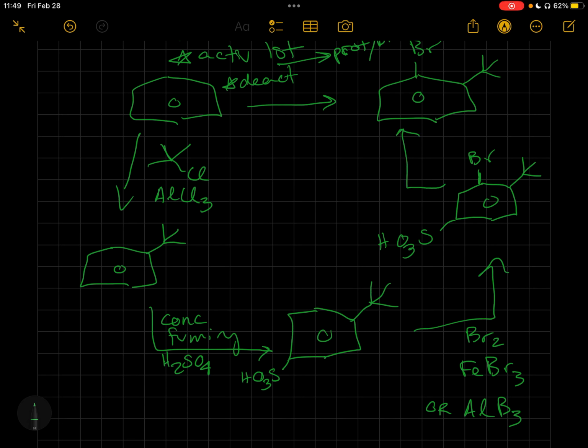And then the only thing that we need to do is take off that blocking group, as Klein's calling the SO3H. And so we do that by using dilute sulfuric acid.